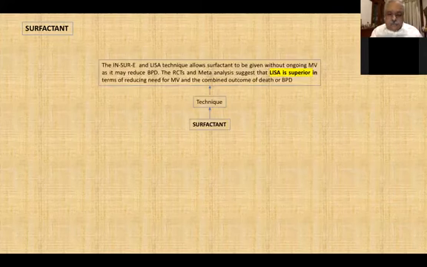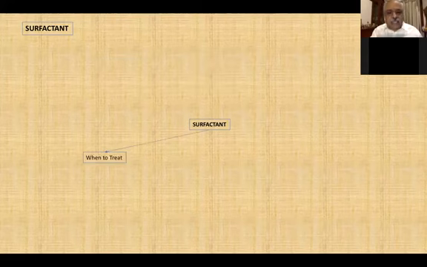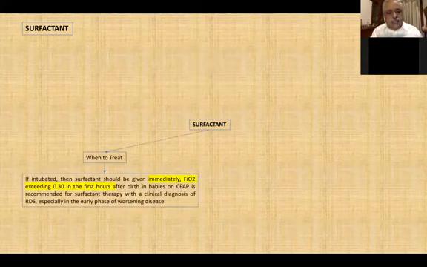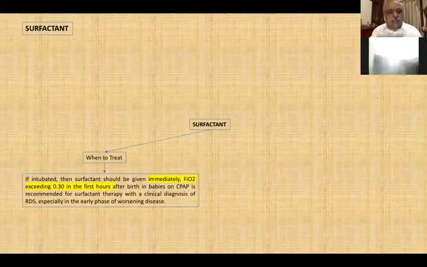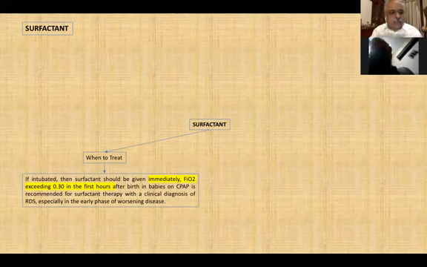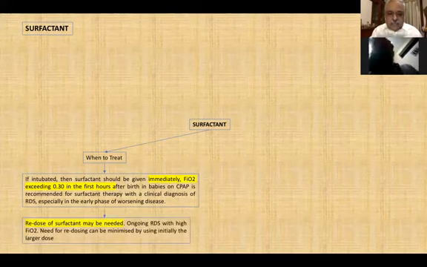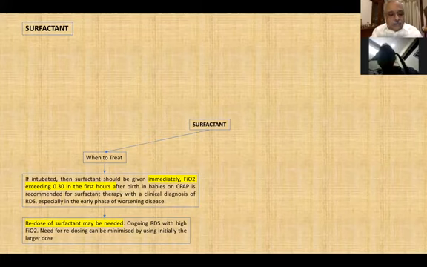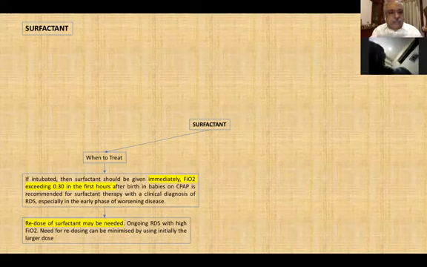The other thing about surfactant is the technique. Really now there's no choice. People say that LISA is superior, even better than the INSURE technique. And it should be given to the baby as soon as possible, even within the first hour. If the baby has an FiO2 requirement on CPAP of more than 30%, it should be given. And a redose of surfactant may be required depending on the FiO2 requirements. If the baby requires more than 30 to 40% oxygen with ongoing RDS, the baby needs to be given surfactant again.